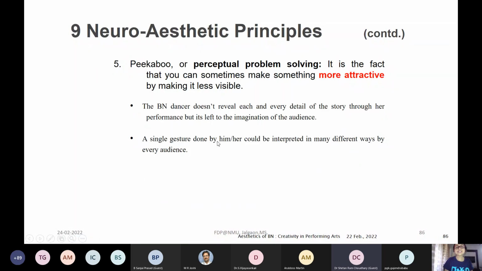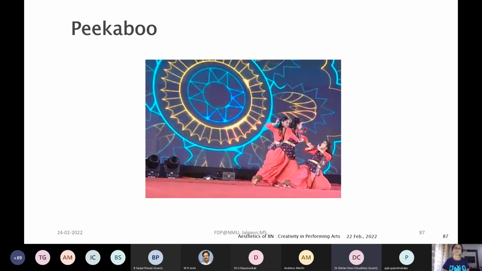So a single gesture done by the dancer could be interpreted in many different ways by every audience. Like this one. Any guesses? What is this showing? What are these dancers trying to show? Killing someone. Correct, correct. Mahishasur Mardini. Absolutely. Only because it is taken from this side, you can see those. Otherwise, if you would have taken it from the front, it would be the four hands of the goddess, and this is the demon. Okay, absolutely correct. Thank you.